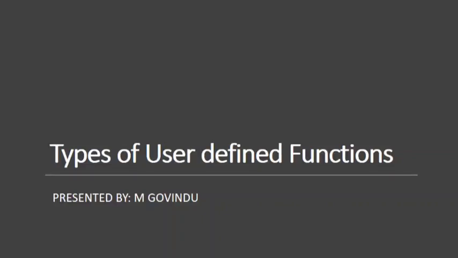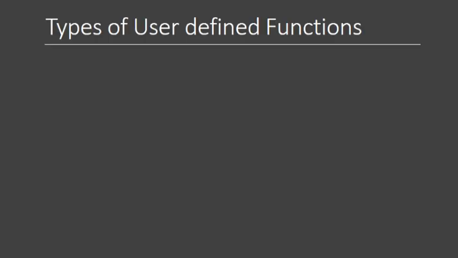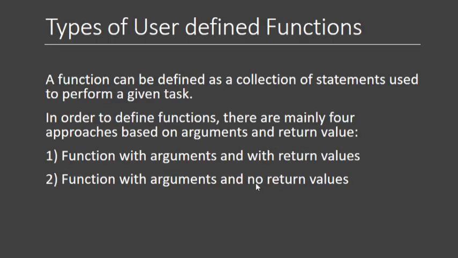In this video, I am going to explain about types of user defined functions. So what is a function? A function can be defined as a collection of statements used to perform a given task. The task may be addition, subtraction, multiplication, division. A function is a group of statements or group of instructions that can perform a special operation, special function or special program. In order to define functions, there are mainly four approaches based on arguments and return value.